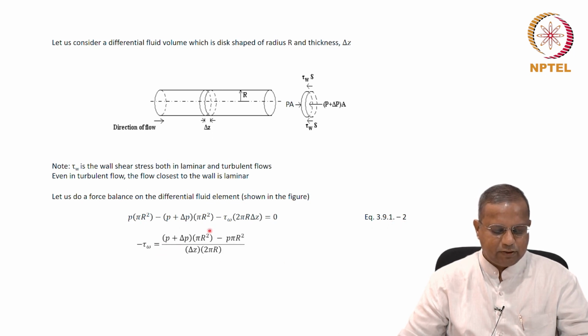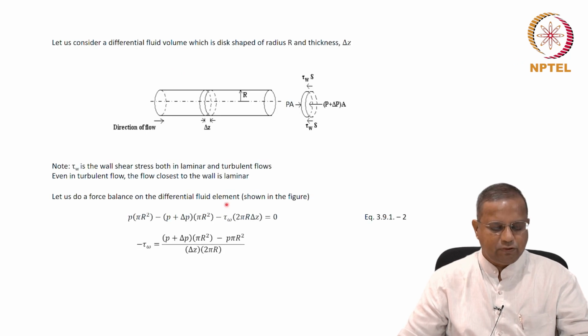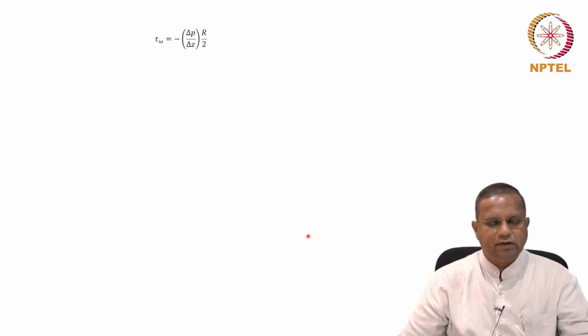Therefore, you could write tau W or minus tau W as you take these to the other side, divided by 2 pi r delta z, you get this expression. If you reduce this, you have P pi r squared, you have minus P pi r squared, those two will cancel, and then you have a delta P pi r squared by delta z 2 pi r. So 1 r is going to get cancelled, pi will get cancelled, and therefore what remains is tau W equals minus delta P by delta z times r by 2.